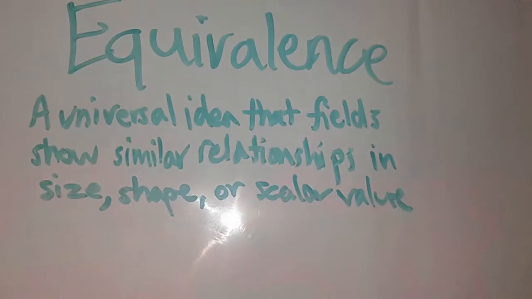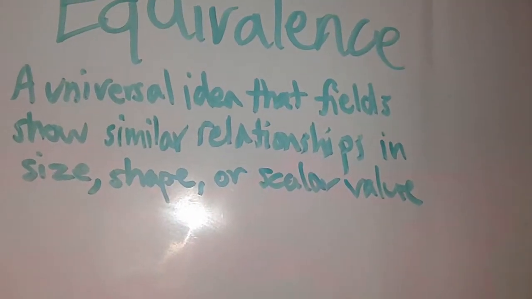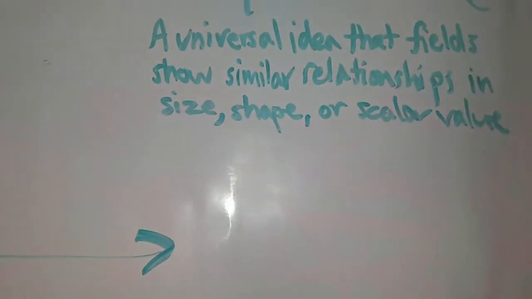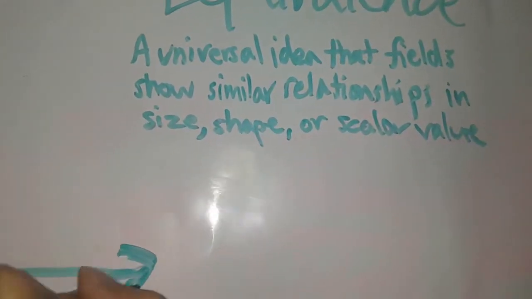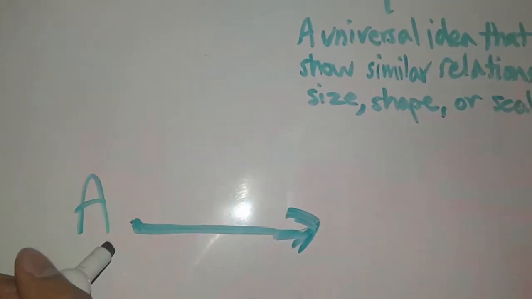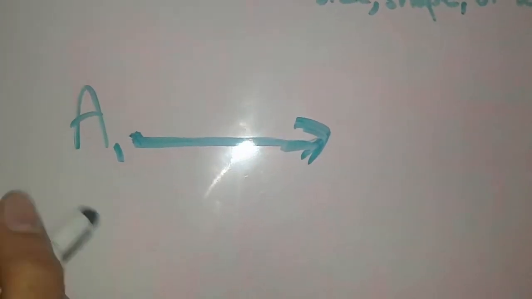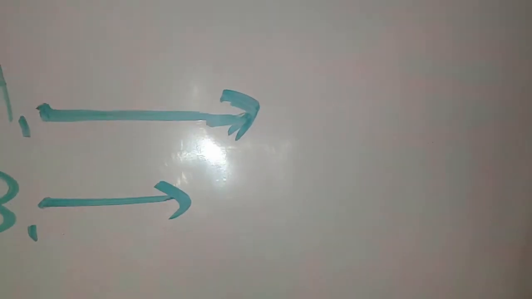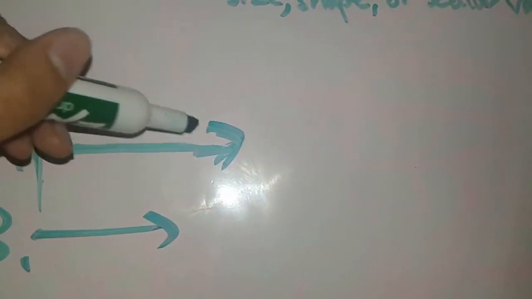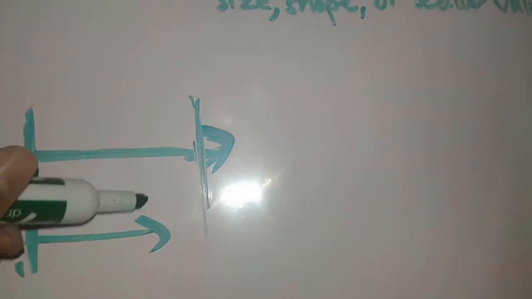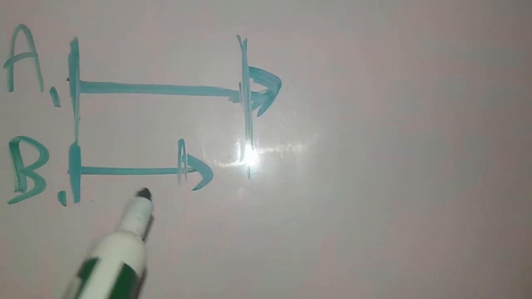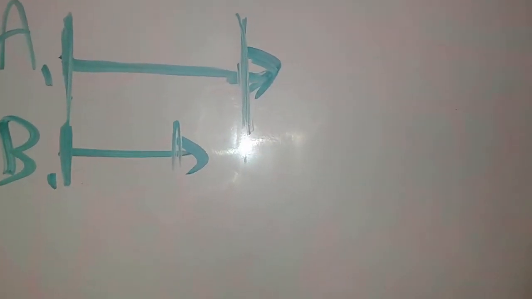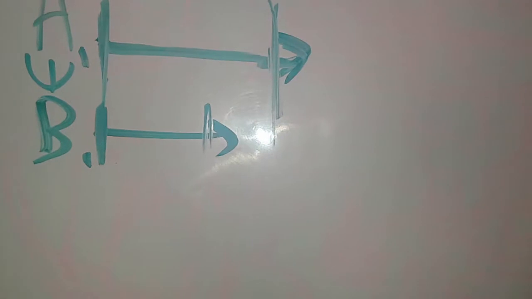Equivalence is a universal idea that fields show similar relationships in size, shape, or scalar value. We can see this in a lot of ways with a lot of rays. We can see ray A, let's do ray A sub 1, and then ray B sub 1, looking like this. Since all we know are these locus of points between these known values, we can say that B is in a way in A.